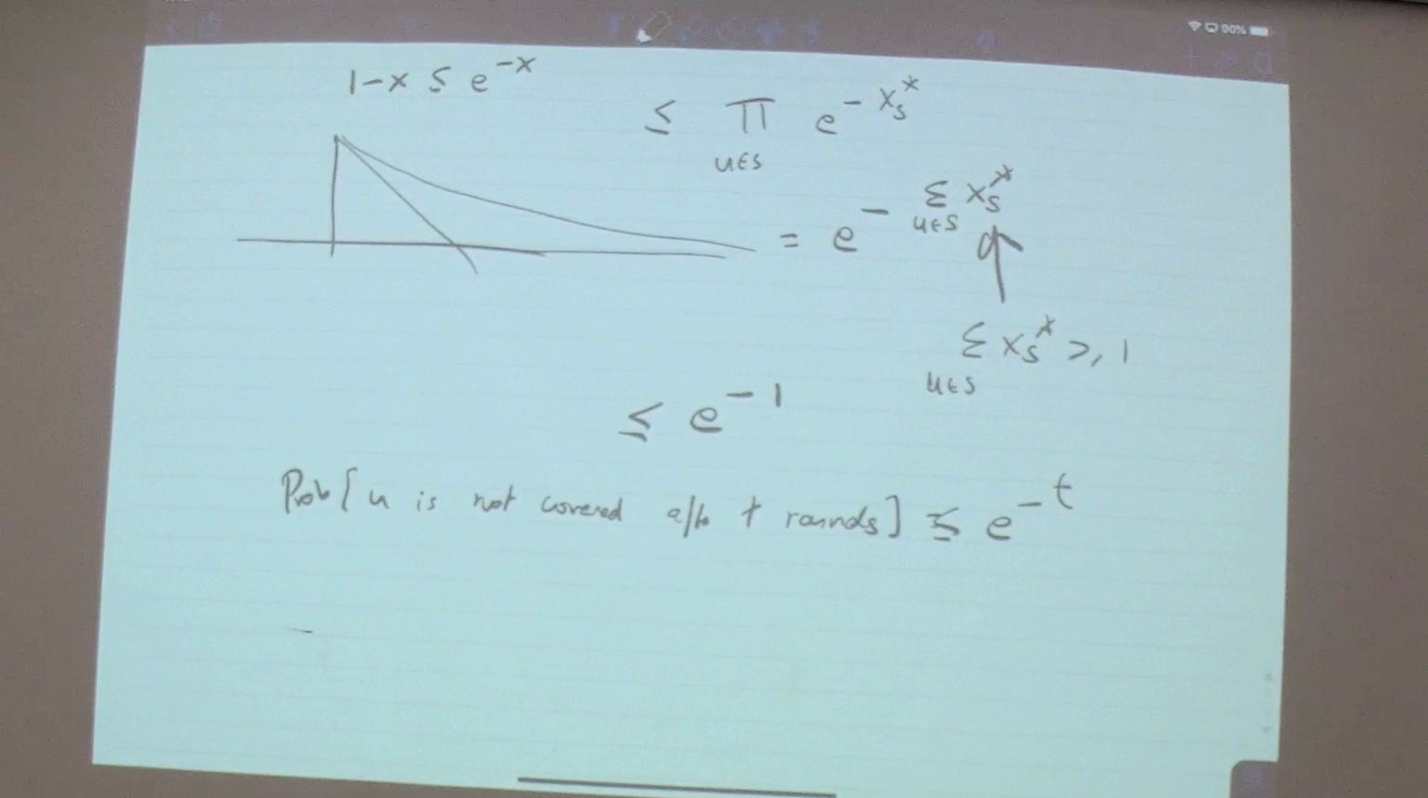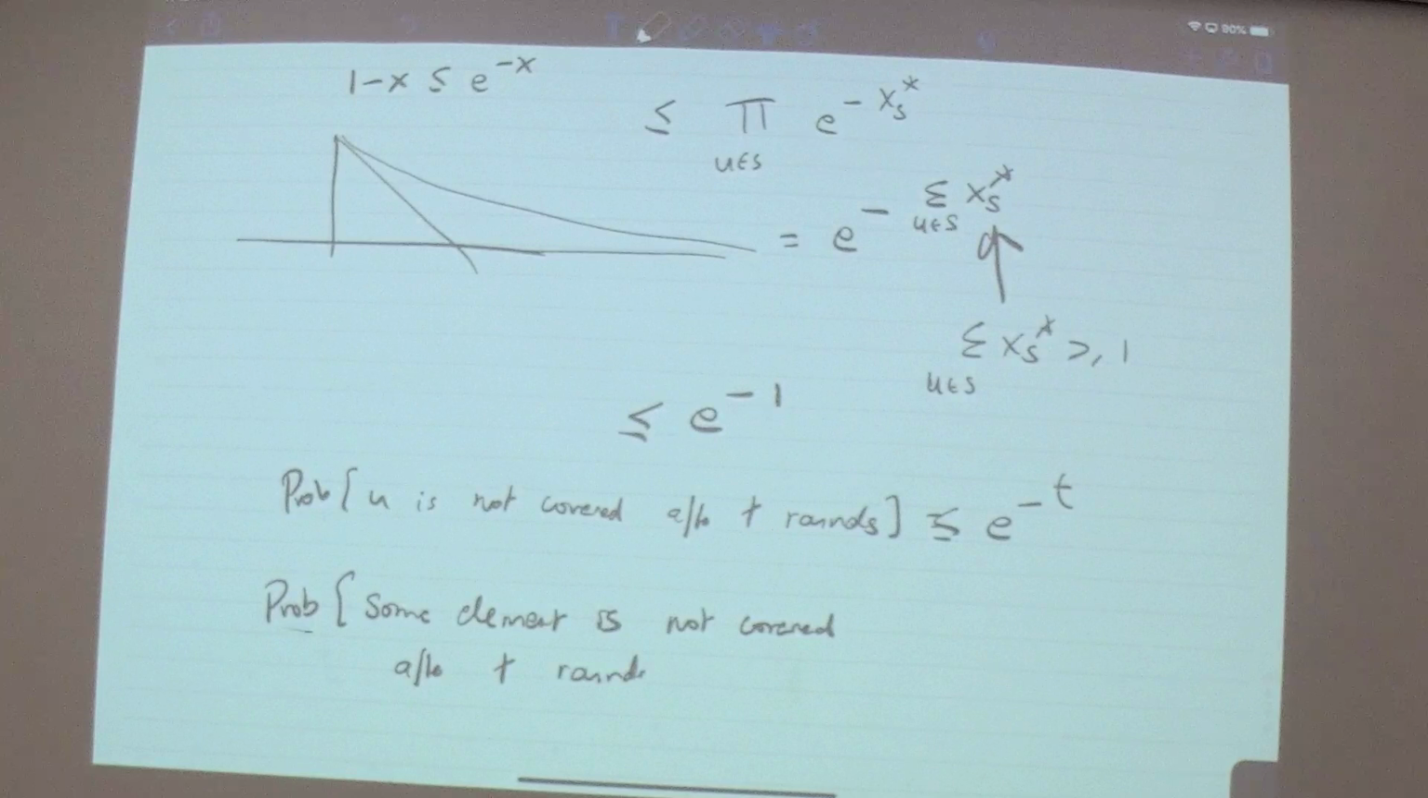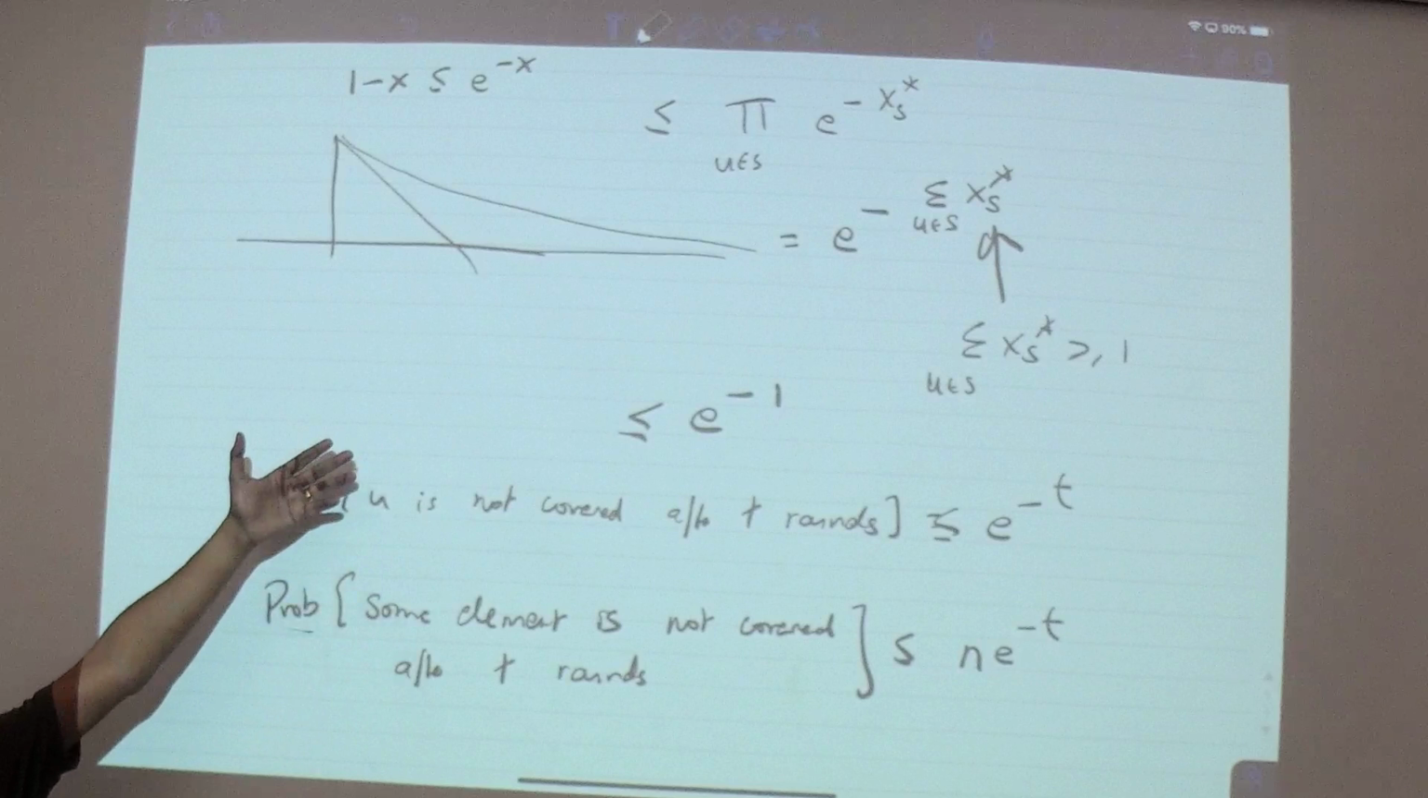Okay. But I don't want to just avoid not covering one element. I want every element to be covered. Yes? So the probability that some element is not covered after t rounds is less than or equal to n times e to the minus t. Why? It's a union bound. Maybe this element was not covered, maybe that element was not covered. They're all separate events. The bad event that some element is not covered is the OR of these events. So you have to add up those probabilities.